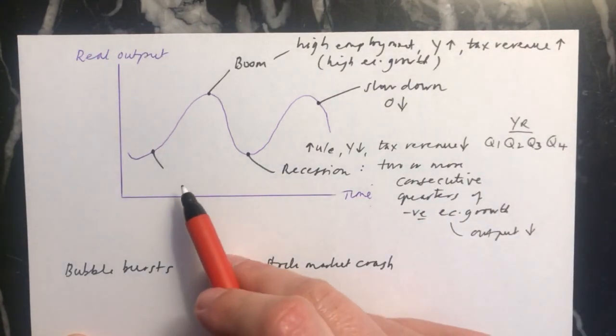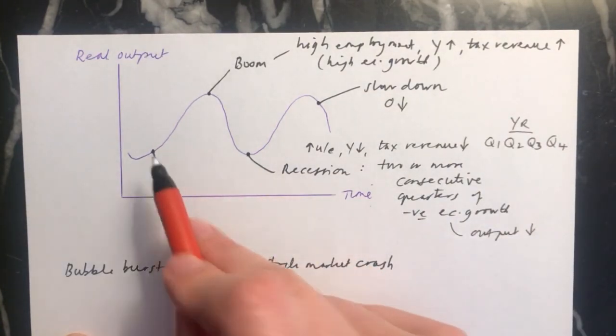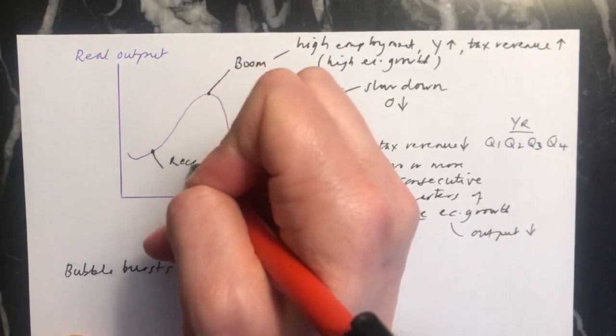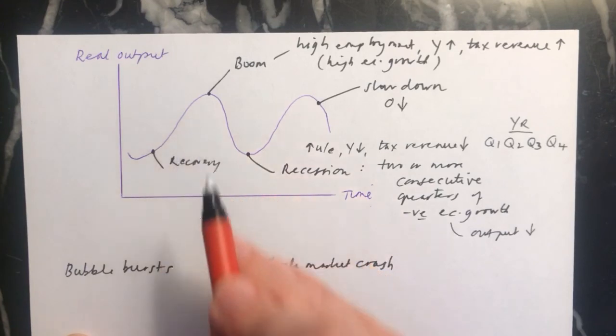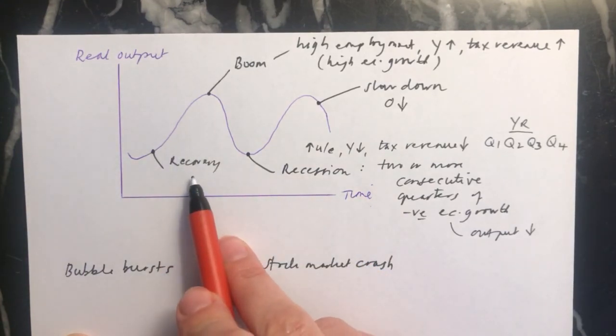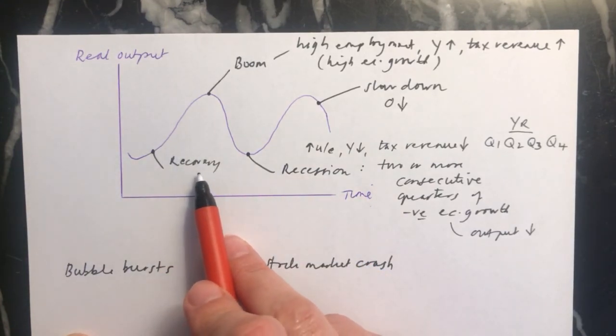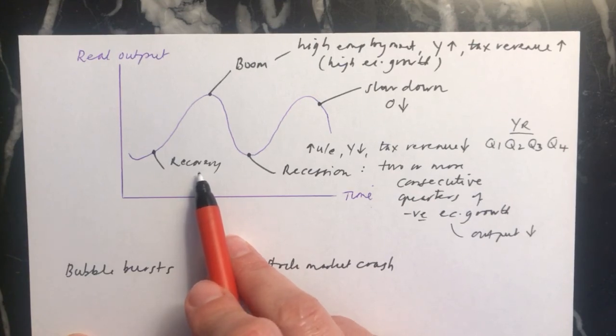The final stage that you might be in after you've been in a recession is recovery. As you can see, this is where real output starts to increase again. Here, you'll find that there are more jobs being created, output's going up, incomes are starting to go up, and tax revenues are starting to go up.